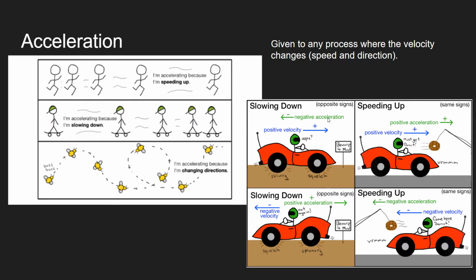We can slow down when we have negative acceleration but positive velocity. And then we can speed up if we have both of those positive. We can slow down if we have negative velocity but positive acceleration, right? And then we have speeding up, which is negative on both. So I hope you understand those.